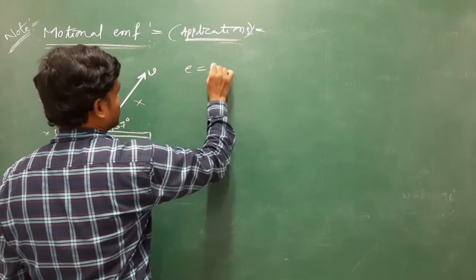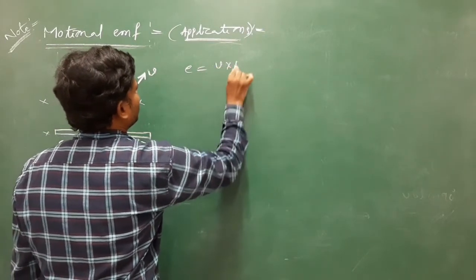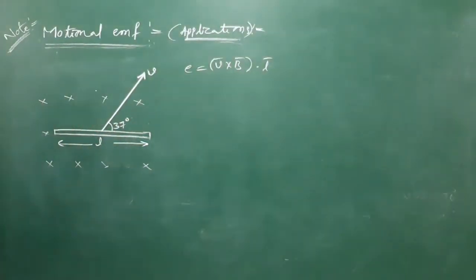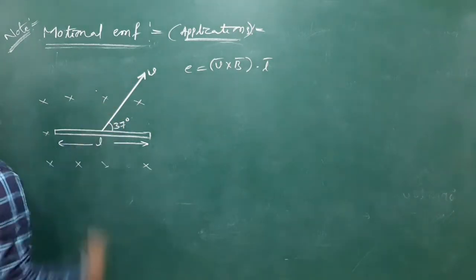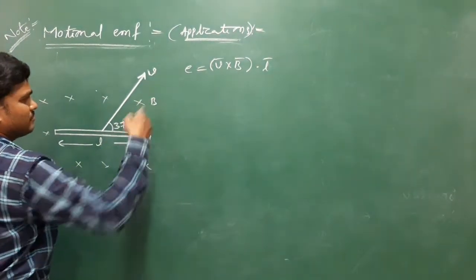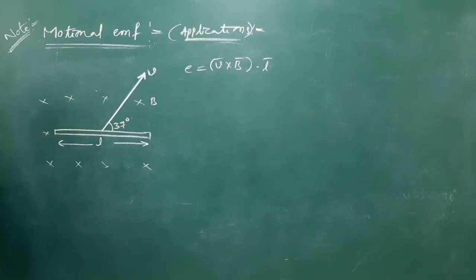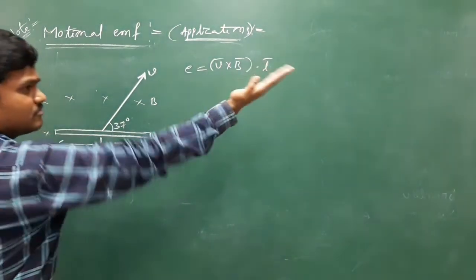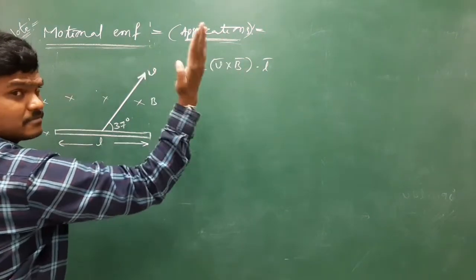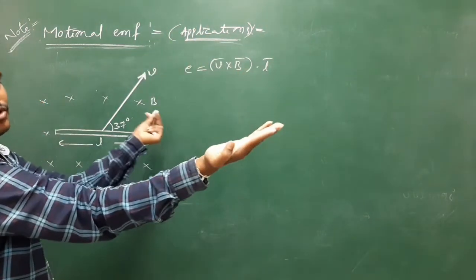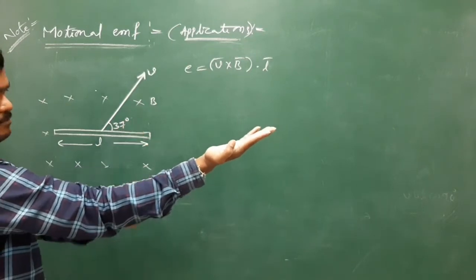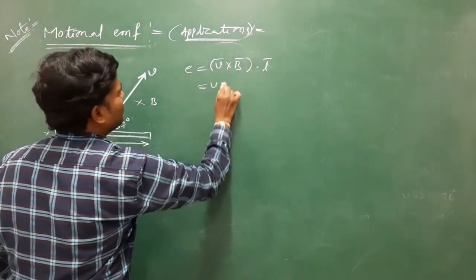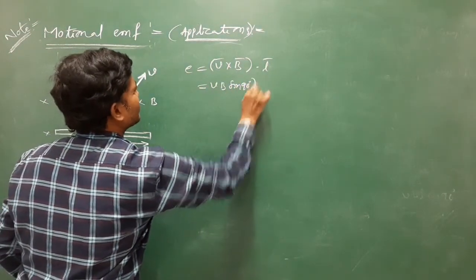Better you can use this formula, otherwise B V L, that is also not a problem. I am going to show two methods. So our formula is V cross B dot L. This is V. B is into the board. What is the angle between V and B? The angle between V and B is 90, because the field is into the board. Wherever the line you draw, the field is into the board. The angle between B and V is everywhere 90. This is clear. So V B sine 90 dot L.